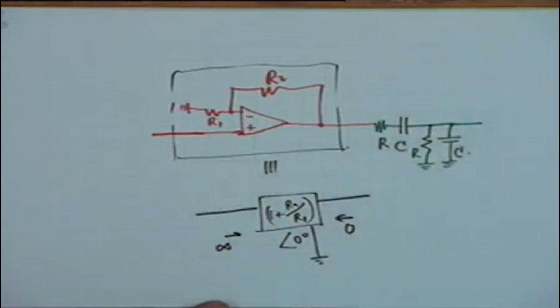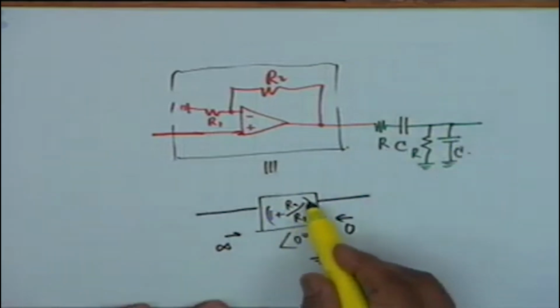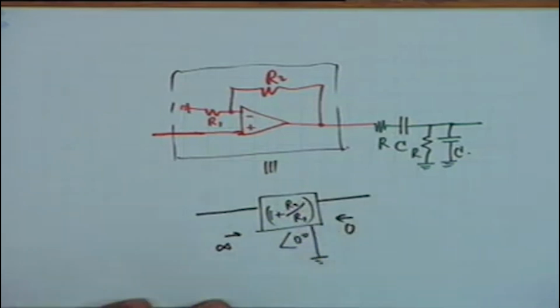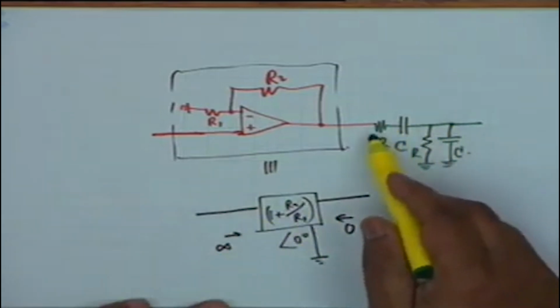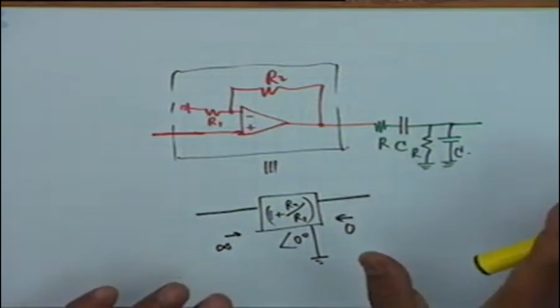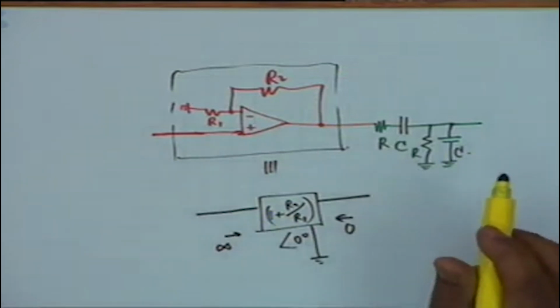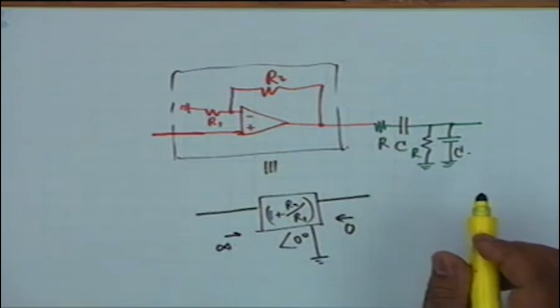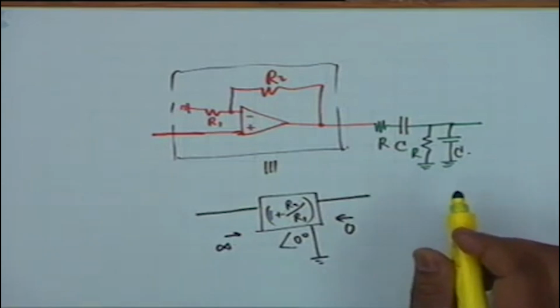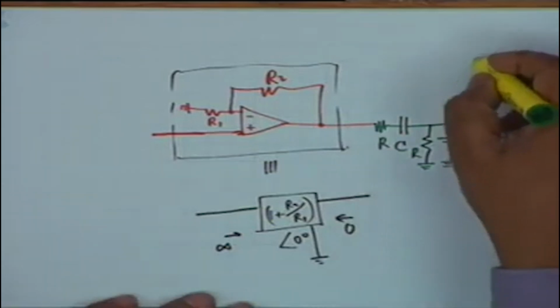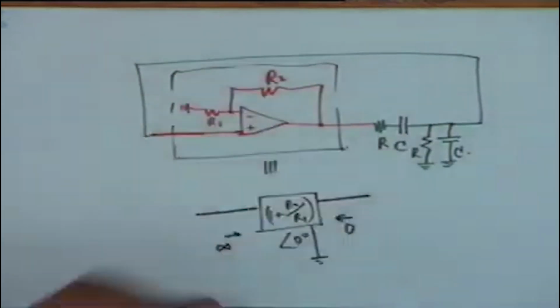What should be my aim now? This is a 0 degree. So my aim should be to get a 0 degree phase shift from the H network and an attenuation 1 by A. Is that okay? Alright. Then I will connect this to this point.